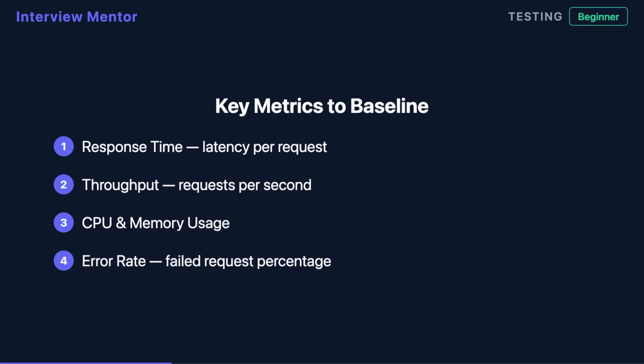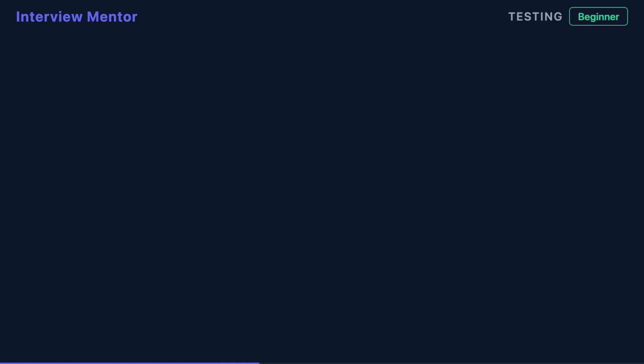What exactly do you measure? The most common metrics include response time, meaning how long individual requests take to complete, throughput, requests per second, CPU and memory usage, and error rates. Together, these give you a complete picture of system health under normal conditions.